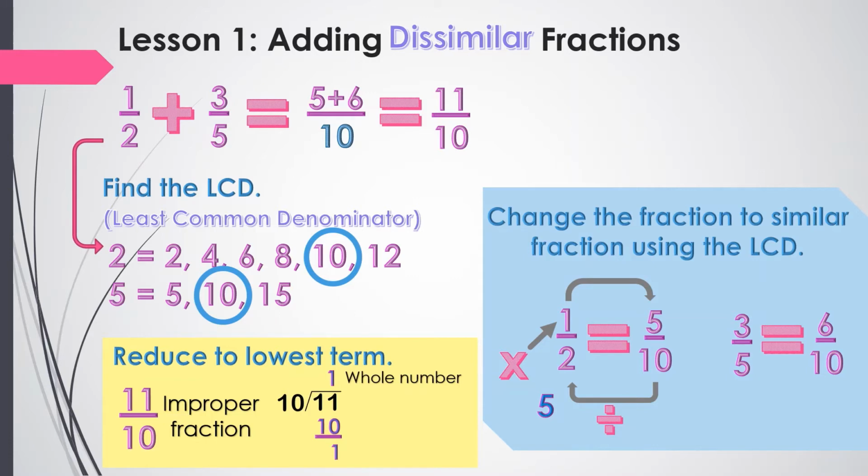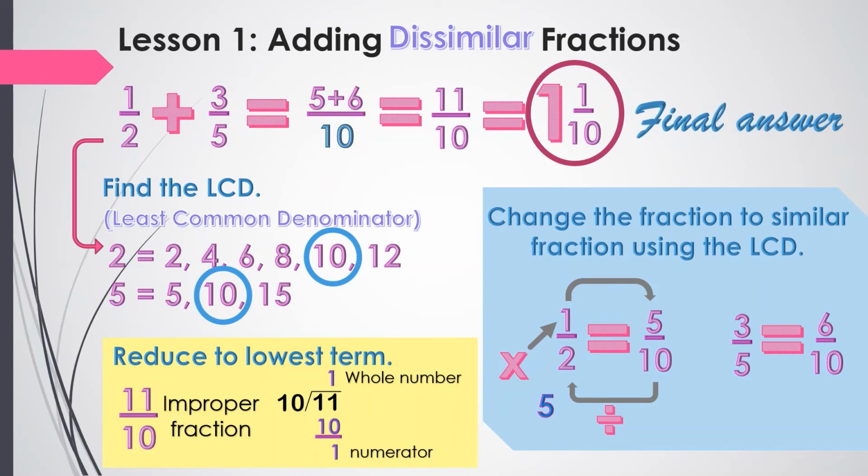So, yung 1 na answer natin sa itaas ay magiging whole number natin. At saka itong nasa ibaba, yung remainder natin ay magiging numerator. At saka yung 10 ay as is. Ito yung denominator natin. So, the final answer will be 1 and 1/10. So, that is now our final answer.